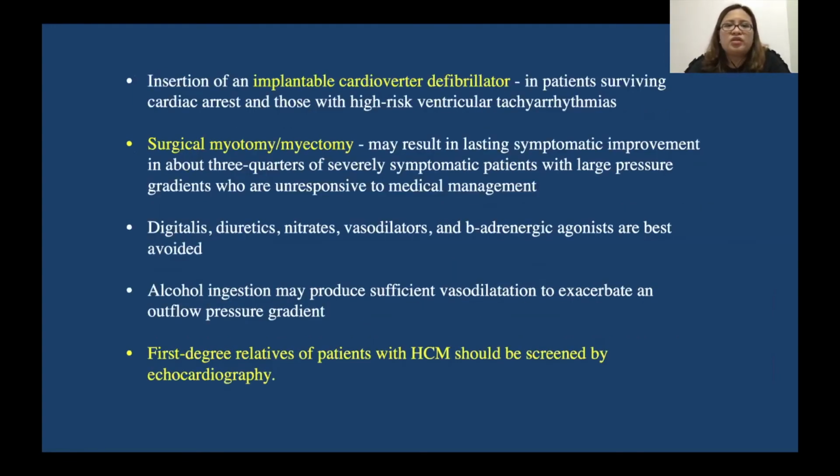Insertion of ICD is also recommended in patients who are survivors of cardiac arrest and for those patients who are high risk for ventricular tachyarrhythmias. Surgical myotomy or myectomy results in lasting symptomatic improvement in about three-quarters of severely symptomatic patients with large pressure gradients who are unresponsive to medications.